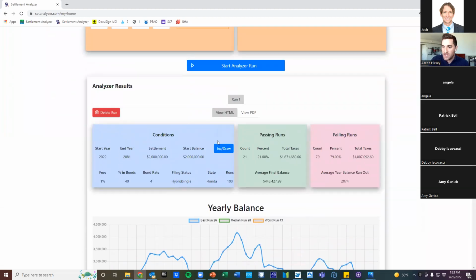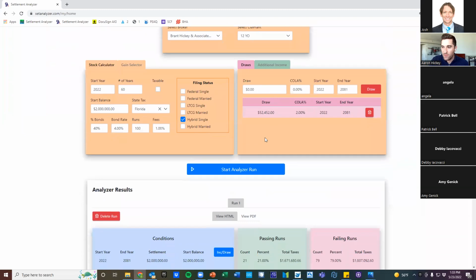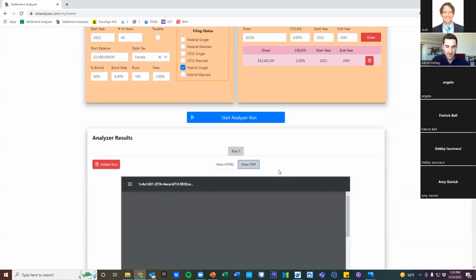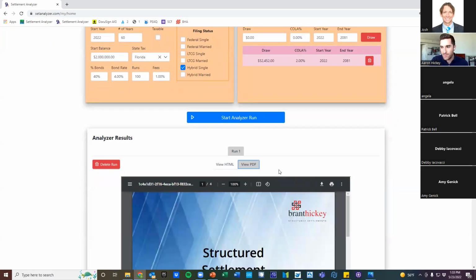And the last piece I'm going to show you on this particular example, if you go right up to the top, right below our blue settlement analyzer button, you have a view PDF button. So the view HTML was what we just went through. The view PDF button is the printout that you can physically hand to somebody and say, before you kick us away from the table, before you take that money and run somewhere else, please look at this, read this, and let me explain it to you.